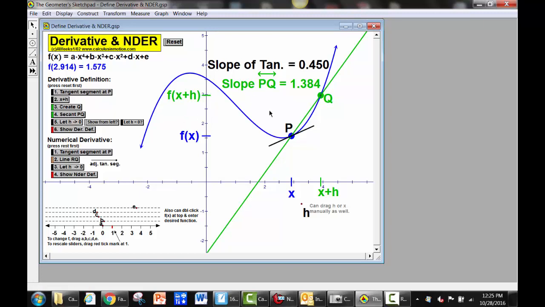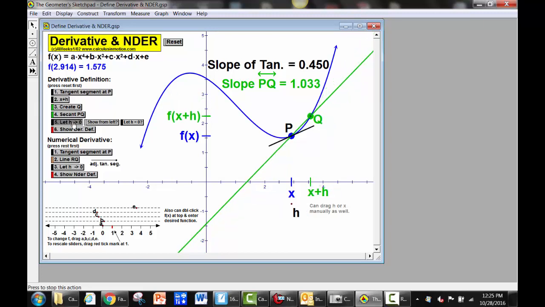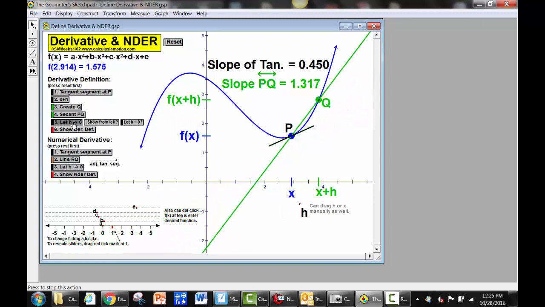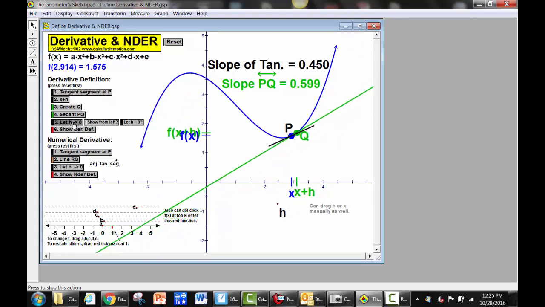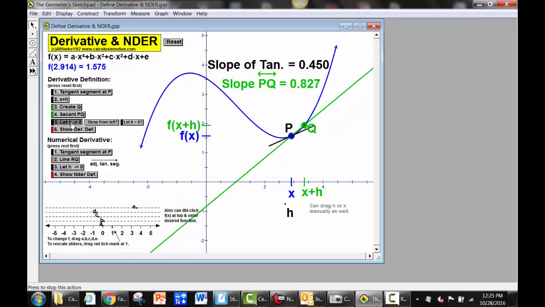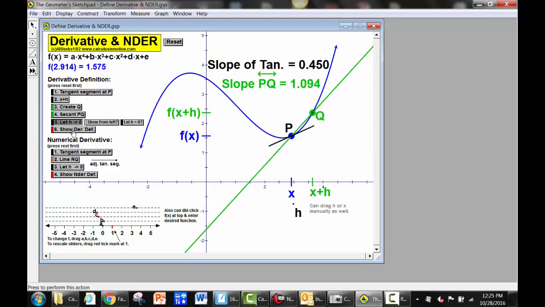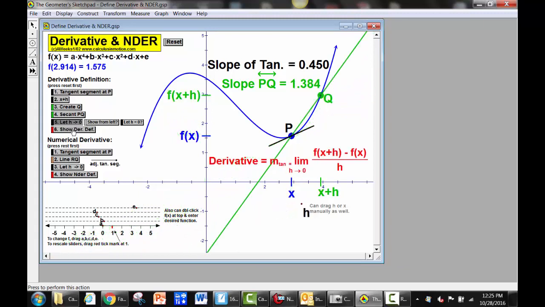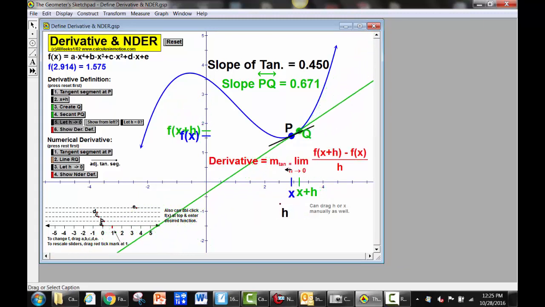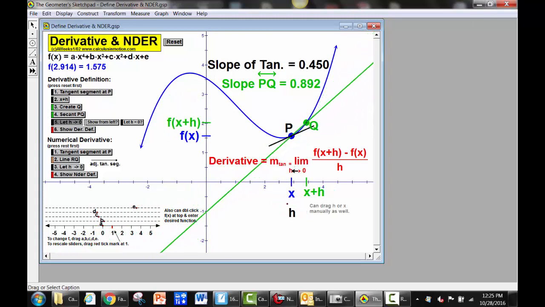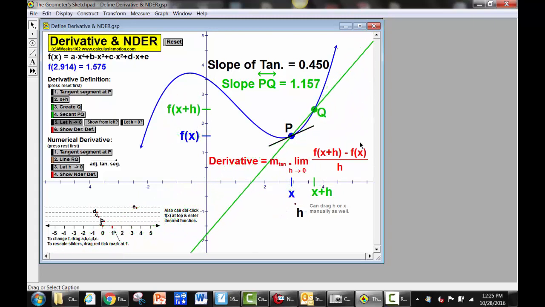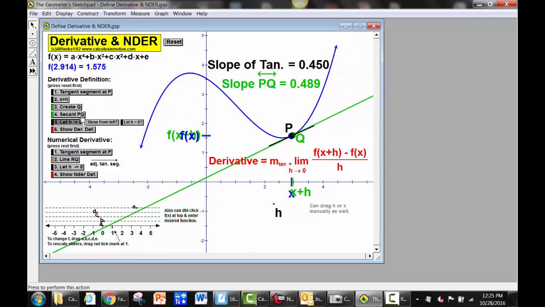But what I'm going to do is keep point P stationary and let point Q approach point P. In other words, we're going to let the x value distance between the two points go to 0. And as you can see, when point Q is actually on point P, it is now not the secant line, but the tangent line. So the derivative, which you know is the slope of the tangent line, in effect is the limit as h goes to 0 of the slope of the secant line.